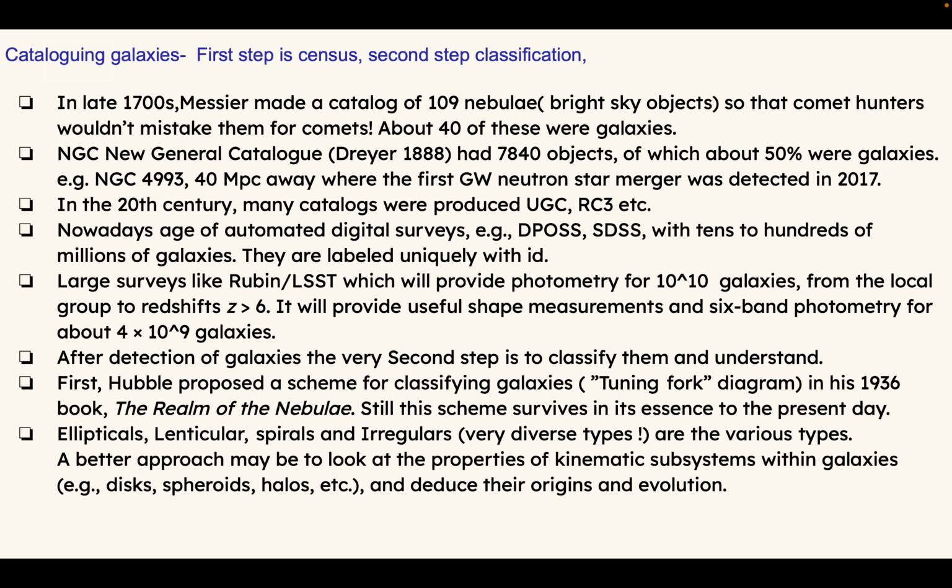There are diverse types of galaxies. The galaxies are classified into different types: ellipticals, lenticulars, spirals, irregulars. Those are the various types. A better approach may be to look at the properties of the kinematic subsystems within the galaxies, such as disks, spheroids, halos, etc., and deduce the origin of the galaxy and its evolution.